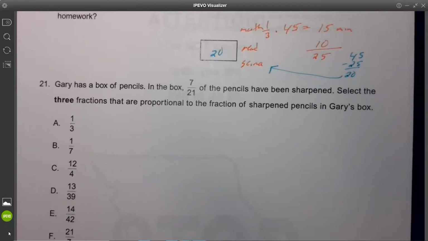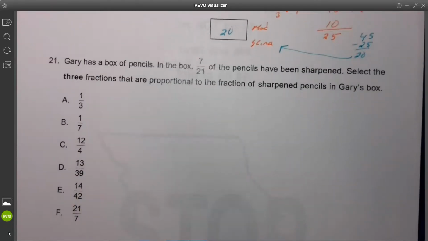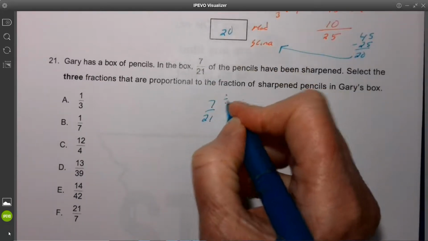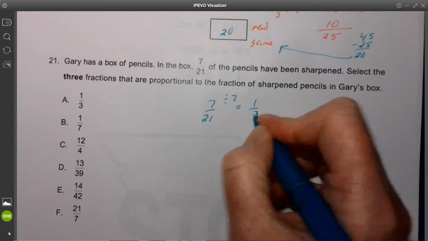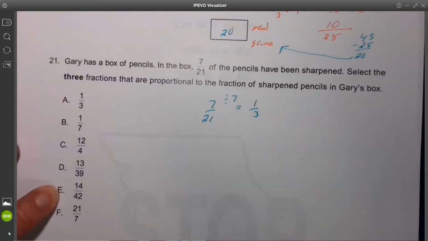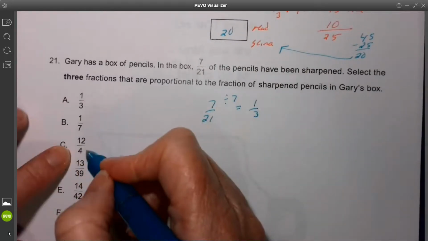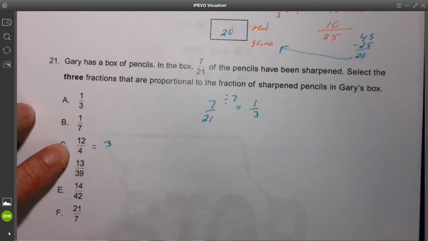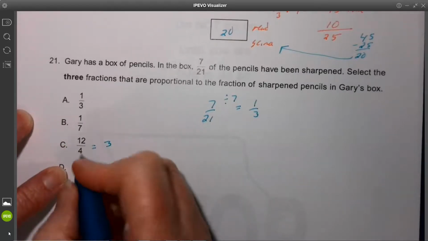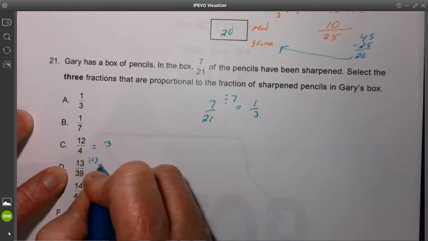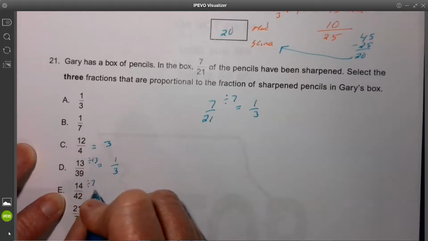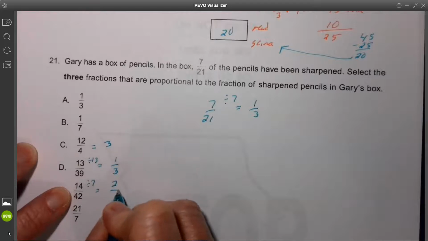Gary has a box of pencils. In the box, there are 7/21. What you want to do on this one is write everything in lowest terms. So 7/21. Those are both divisible by 7. So I get 1/3. Then come over here and put everything in lowest terms. This one, 12 divided by 4 is just 3, or 3/1. Here, I can divide both of these by a 13, so I get 1/3. Here, I can divide both of these by a 7, and I get 2/6.